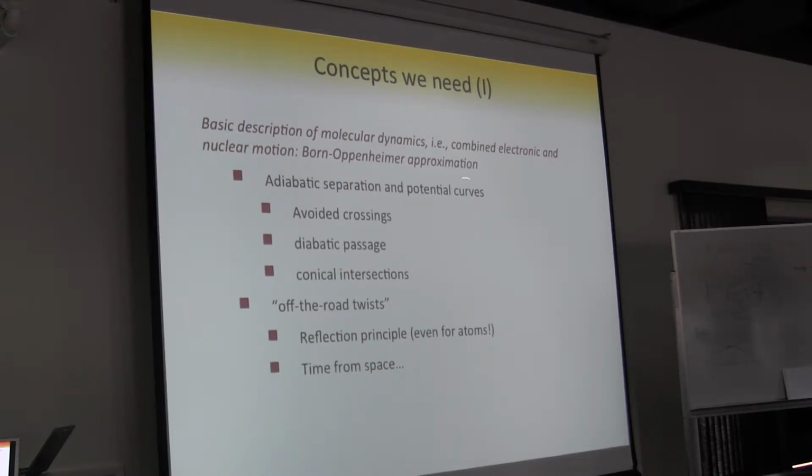The basic description of molecular dynamics combines these two elements, the electronic and the nuclear motion, and you can separate it very well in terms of the Born-Oppenheimer approximation. This relies on the fact that the nuclei are much heavier than the electrons, and therefore they generally move much slower than the electrons, and that allows you to adiabatically separate these two dynamics. The more general concept of the Born-Oppenheimer approximation is basically an adiabatic separation of slow variables and potential curves, and this we will discuss now a little bit.